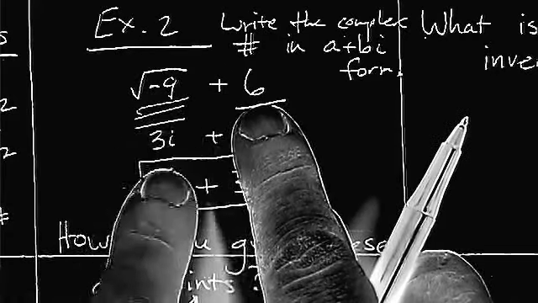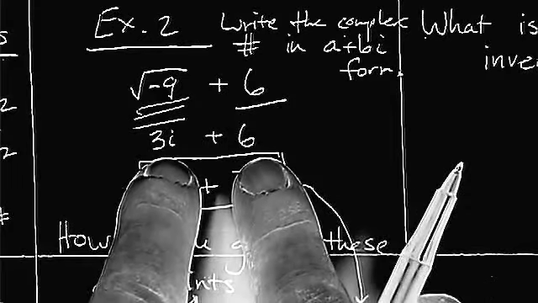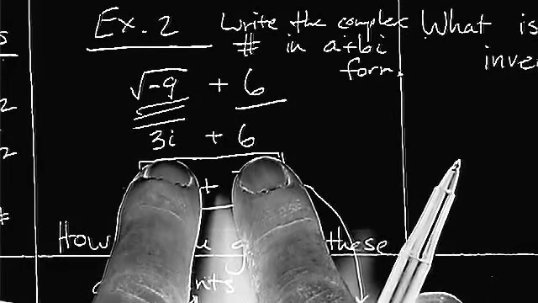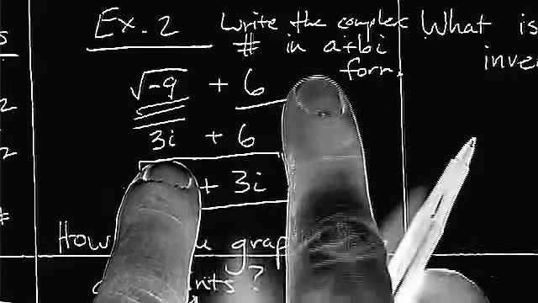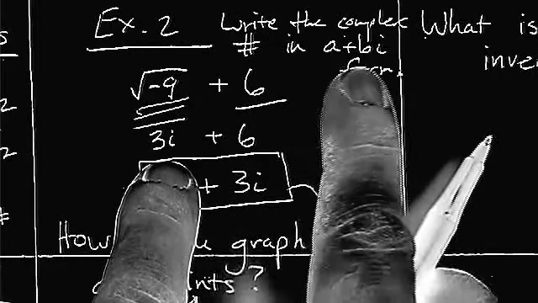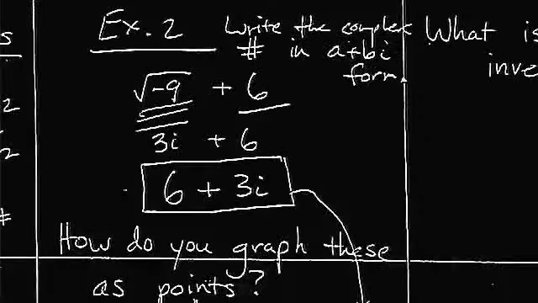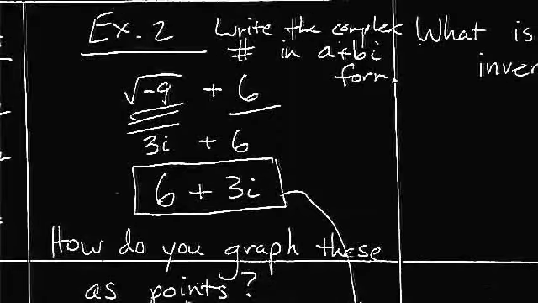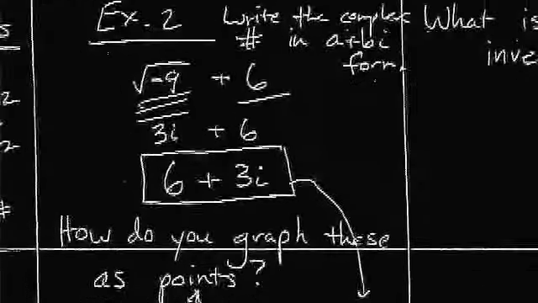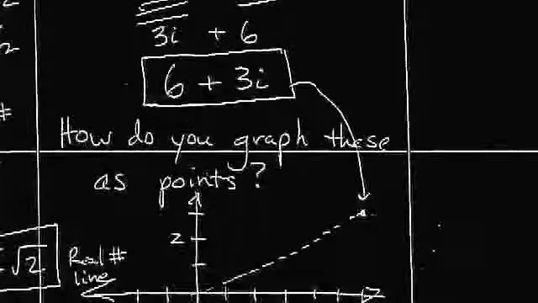So the square root of -9, that's the 3i, and of course the 6, I can't do anything with that. Now if you want to write it in a plus bi form, the real number comes first and the imaginary number comes second, so you would have to reverse this, right? Now, can you graph these particular points?